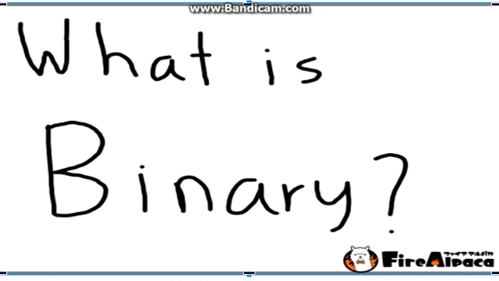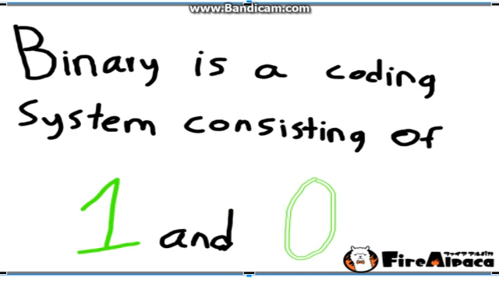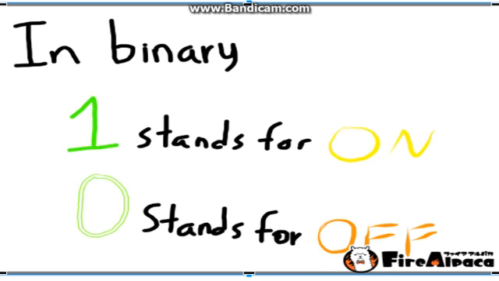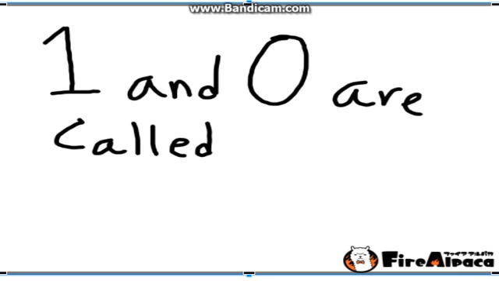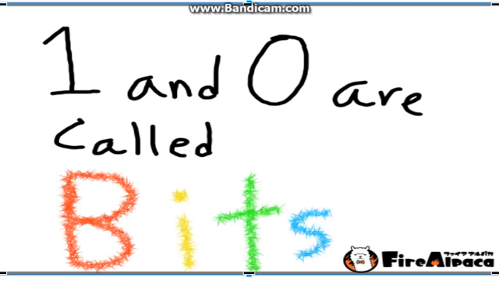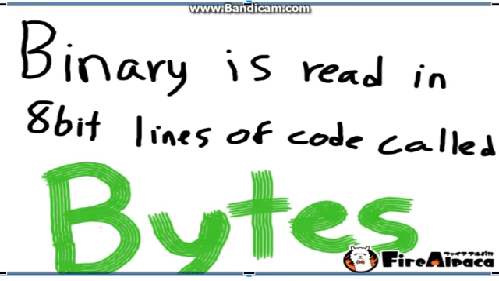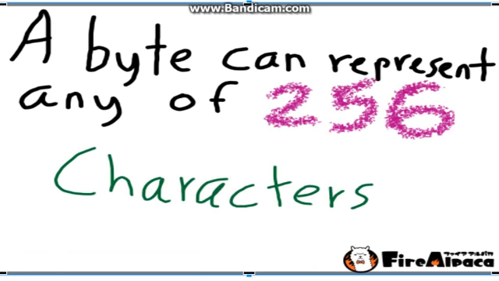Okay, so first, what is binary? Binary is a coding system consisting of ones and zeros. In binary, 1 stands for on and 0 stands for off. 1 and 0 are called bits. Binary is read in 8-bit lines of code called bytes. A byte can represent any of 256 different characters, and those can be numbers, letters, and I'm pretty sure most languages. It can represent all of those just using ones and zeros.